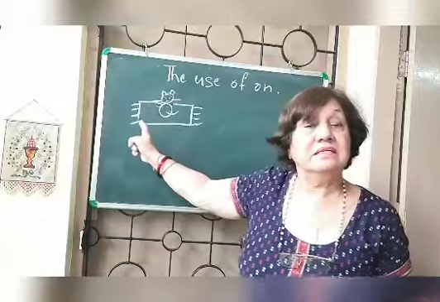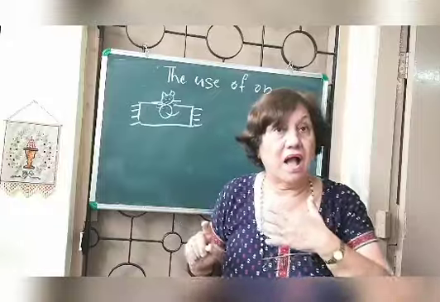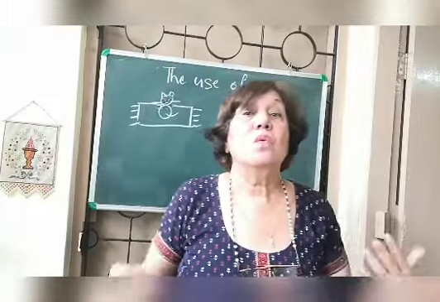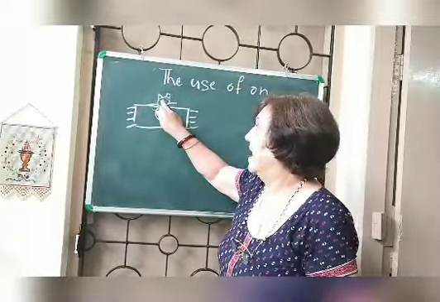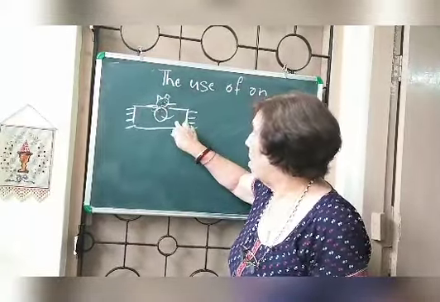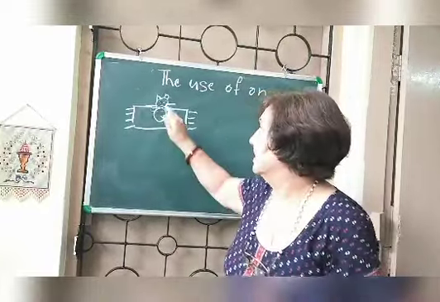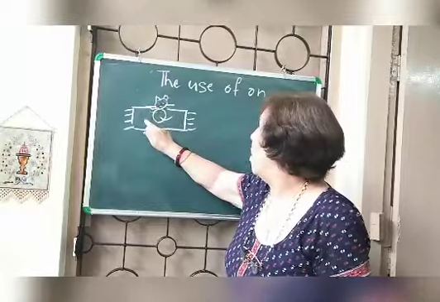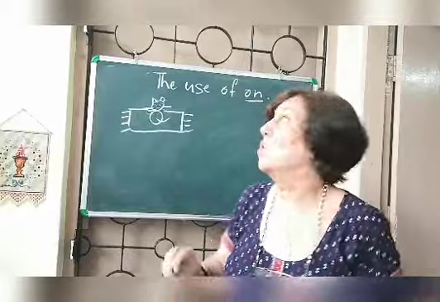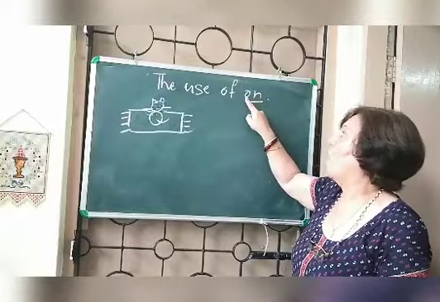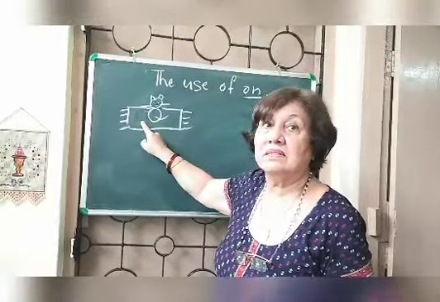Now, what have I drawn here? Say, you have drawn a cat. Now, I am going to ask you, where is the cat sitting? The cat is sitting on the mat. Repeat it, children. The cat is sitting on the mat. And how do we write on? O-N, on. The cat is sitting on the mat.